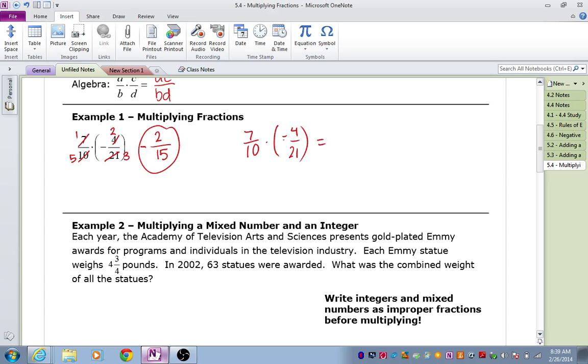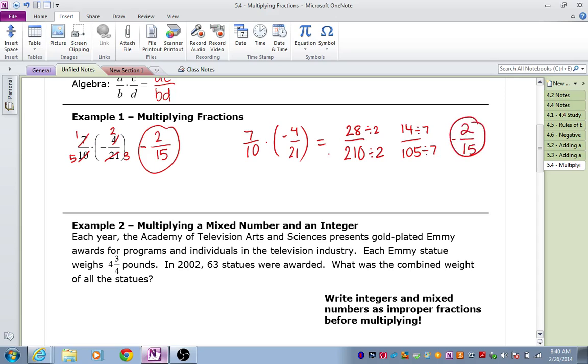Okay, 7 times 4 is 28. 10 times 21 is 210. We can divide out a 2, which would be 14 over 105. Okay, but you have to be careful because looking at 14 and 105, you might think that there's nothing that goes into both of those. However, from doing this problem over here, we know that 7 is a factor of both, and there's no rule for 7. So 14 divided by 7 gave you the 2. 105 divided by 7 is 15, and it's negative.